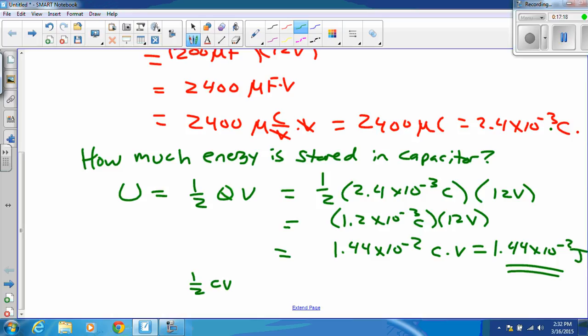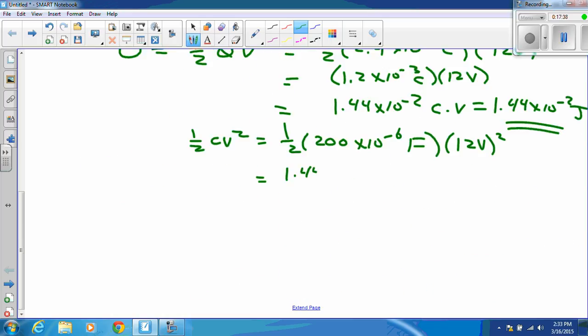If instead I had plugged in 1/2 CV squared, notice that a farad volt squared is a coulomb per volt times volt squared, which gives me coulomb volts, which again is joules.